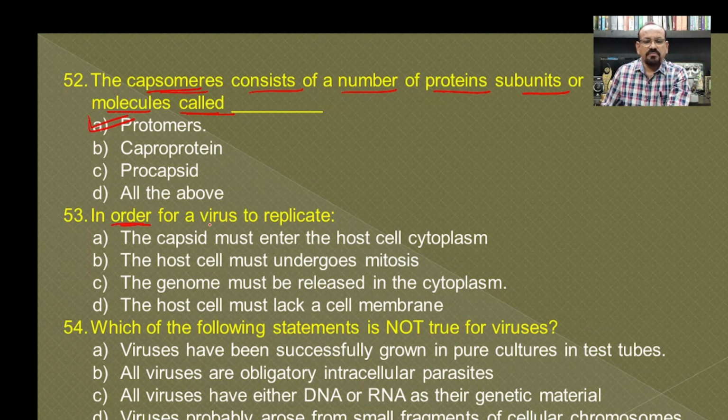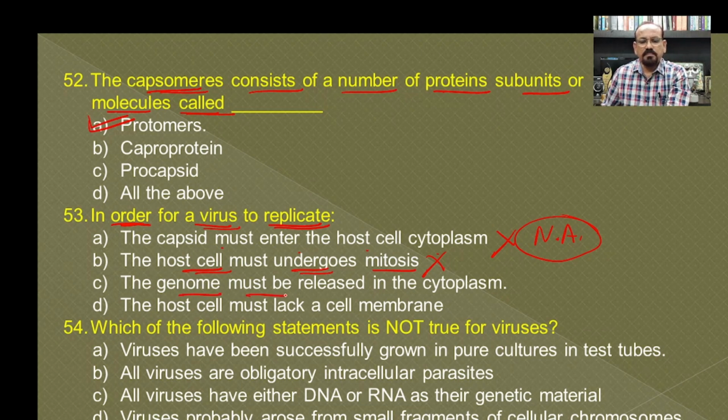In order for a virus to replicate, number one, the capsid must enter the host cell. This is the wrong one because the capsid never enters inside the host cell, only the nucleic acid enters inside the host cell, and hence the first statement is wrong. The host cell must undergo mitosis. There is no necessity of mitosis in the host cell for the replication of the viruses.